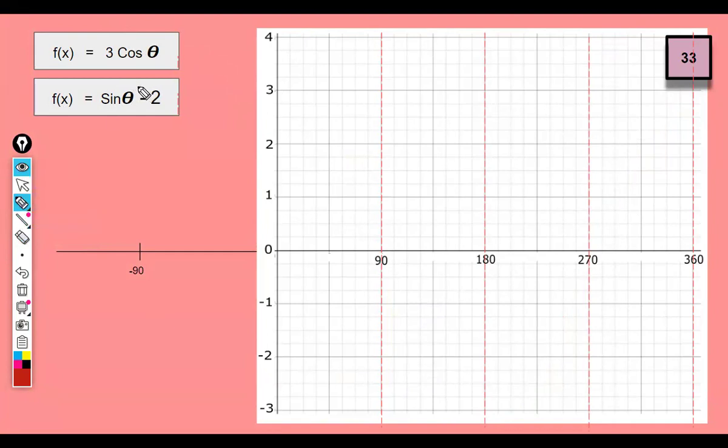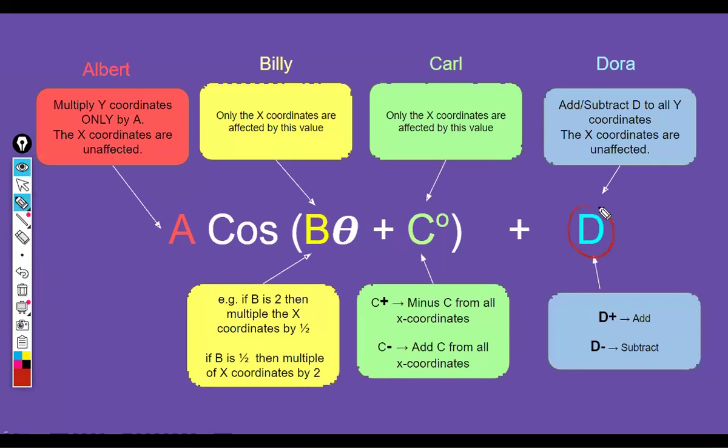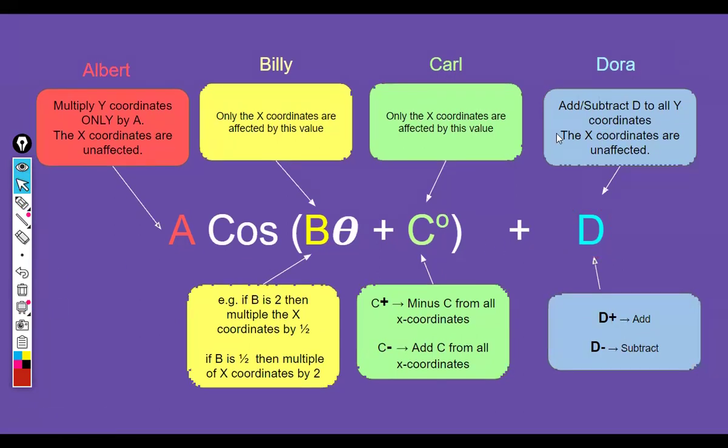So if you read the instructions for Dora, let's go back. Remember, I said I will go back every once in a while, just until we get familiar. Dora says whatever the d value is, it only affects the y coordinates. But this time Dora has nothing to do with multiply. Dora is just addition and subtraction. So if Dora is positive, we go to all the y coordinates and add whatever value it is. And if it's negative, we would have subtracted. So let's do that.